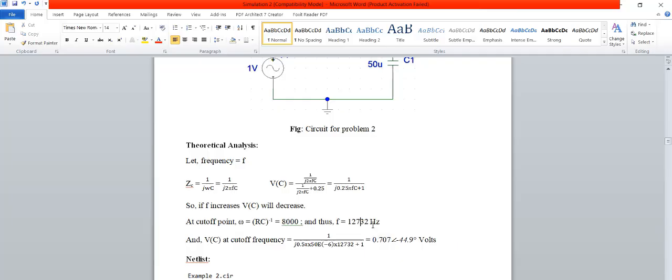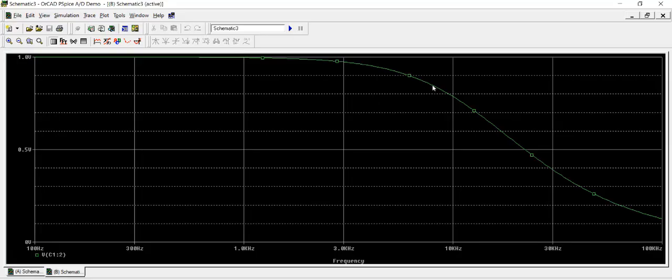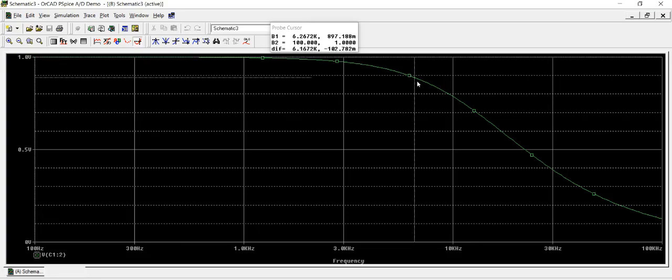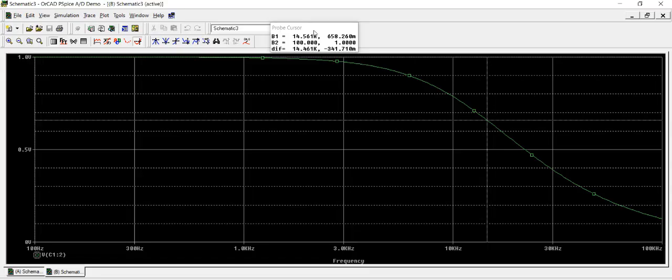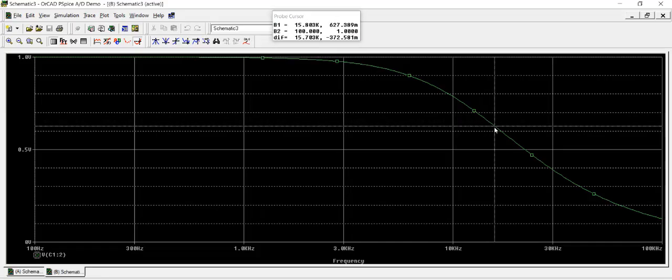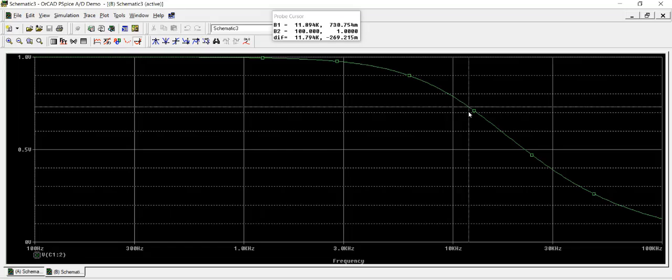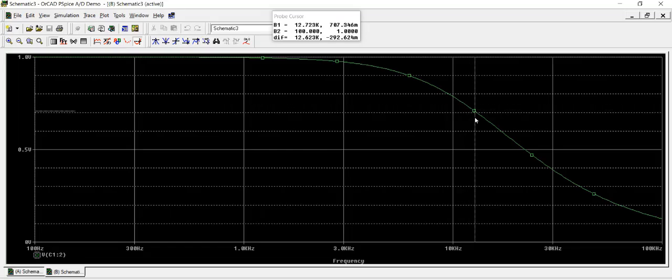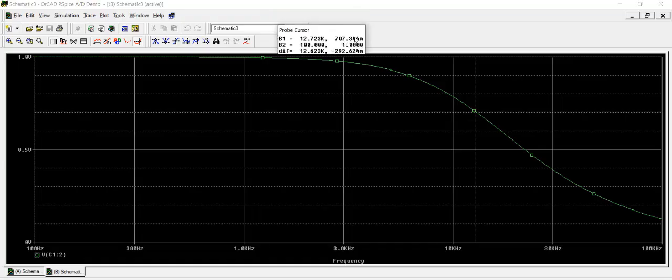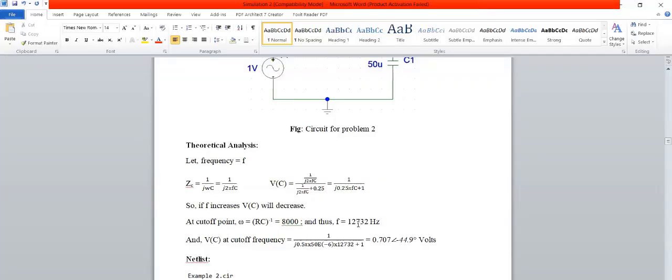So let's see if this is satisfied by our calculation. To see the different points in the curve, go to toggle cursor and select this. Now if we move our cursor along the curve, we can see that this value is changing. In this portion, the first part is the x-axis value and the second part is the y-axis value. So we need 0.707. So select this point. Okay, this is almost 0.707, and for this our frequency is 12.72. In our calculation, our frequency is 12.73, so we can see that it is almost equal, so this is calculated correctly.